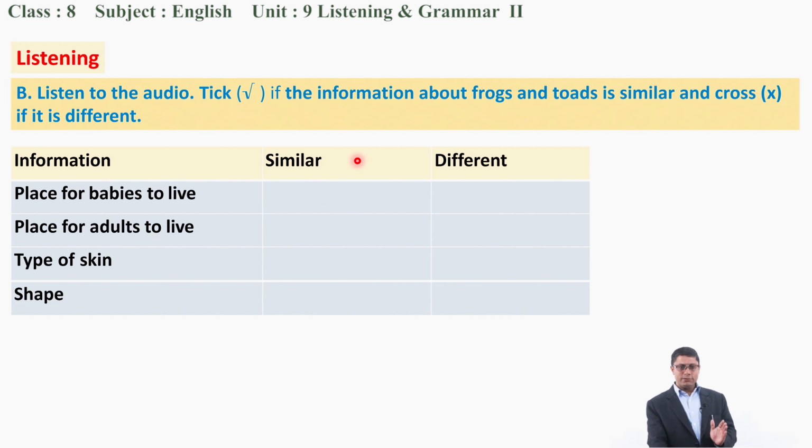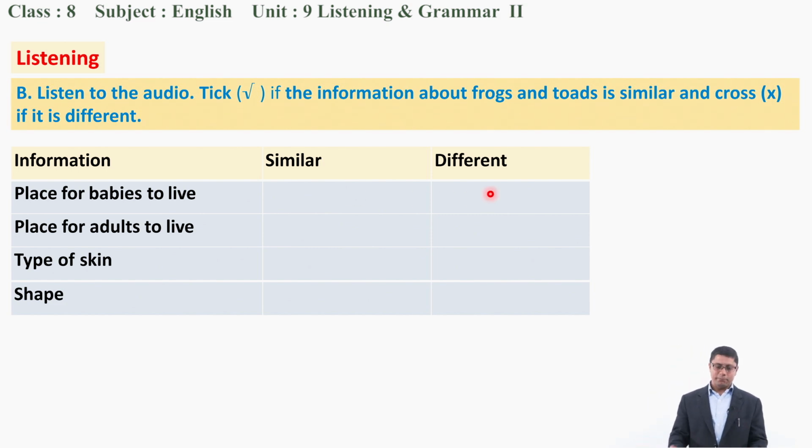Okay, students, I hope you heard the audio and are familiar with it. Now it's the time to do the exercises. So get ready to do exercise B. You'll listen to the audio again and you'll do this exercise. I hope you are clear about doing this exercise. You'll be just putting a tick mark if it's similar, a cross mark if it's different. Okay, be ready to do the exercise. Please listen to the audio and do the exercise.